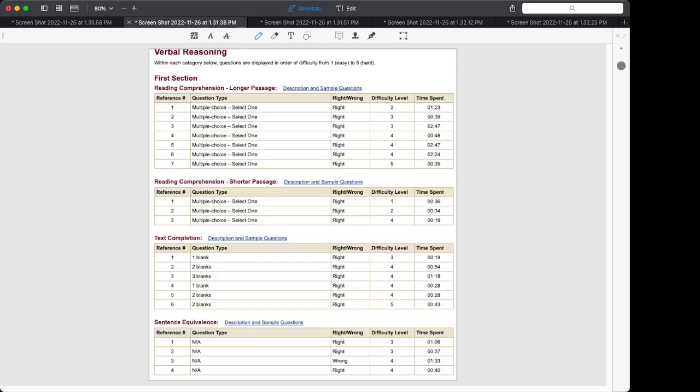So for each part of the GRE, the verbal reasoning and the quantitative reasoning, after about 10 to 15 days, this will be available online and you can see in each section how you did. And there's not a lot of tremendously interesting data here. You can see the difficulty level of the question. Obviously, you can see if you got it right or wrong. You can see what type of question it was. And then you can see the time spent on the question.